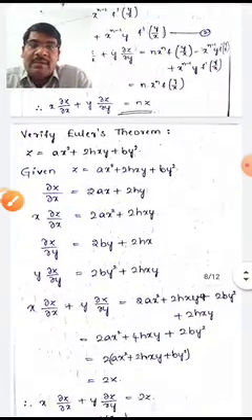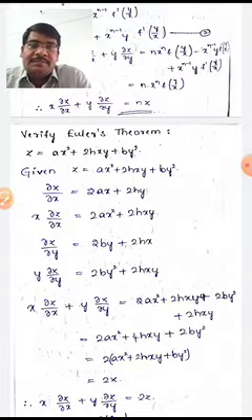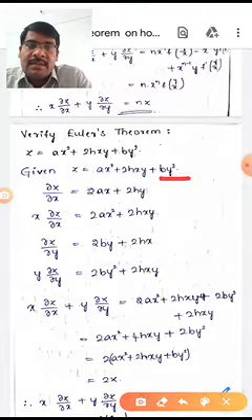Now we are verifying Euler's theorem. Let z is equal to ax² plus 2hxy plus by². Differentiate partially with respect to x. The derivative of by² is a constant, so it goes to 0. The derivative of x² is 2x, and the derivative of 2hxy is 2hy. So this goes to 2ax plus 2hy. Multiplying on both sides by x, x ∂z/∂x is equal to 2ax² plus 2hxy.